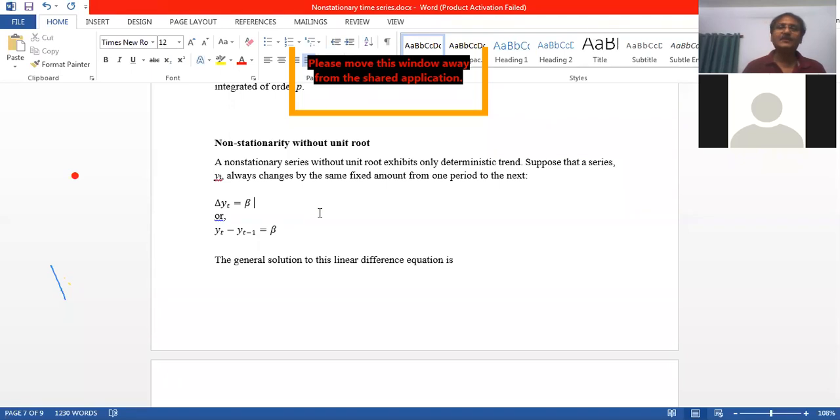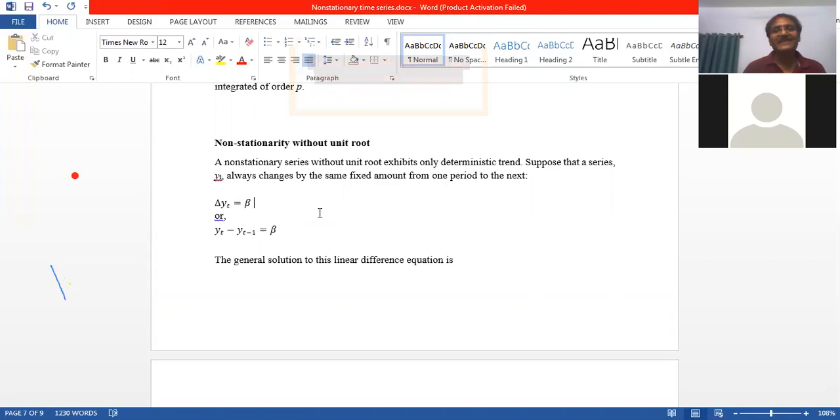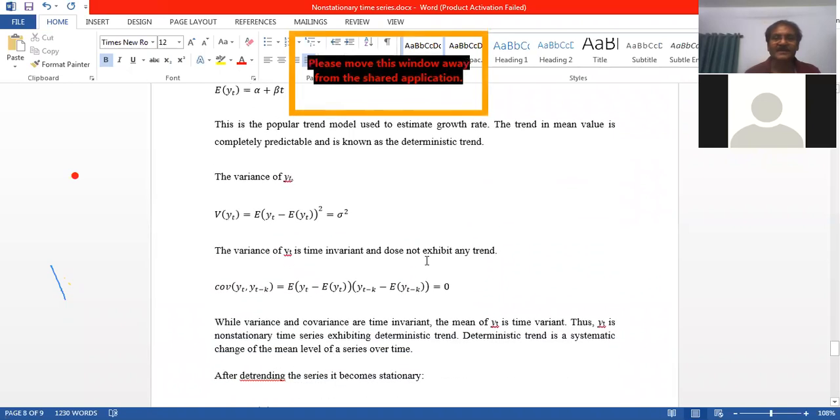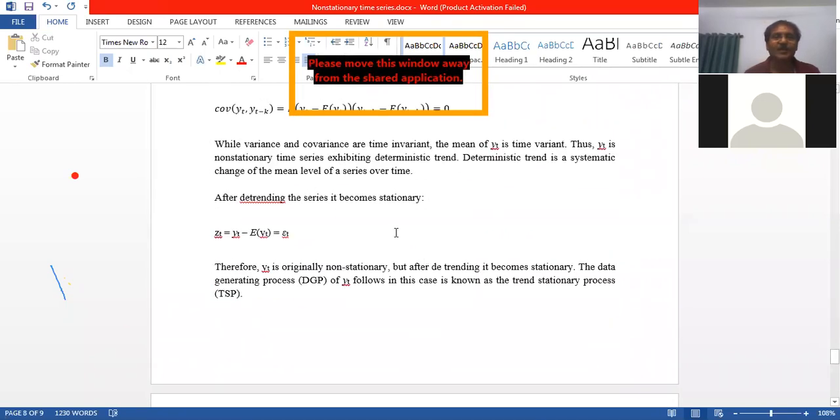If non-stationarity without unit root, we need to detrend to make it stationary. So in our second case, that is non-stationary without unit root, we can construct a stationary series just by detrending it. That's why this kind of behavior of the series is called TSP, that is trend stationary process. Trend stationary process means the series is originally non-stationary, but it becomes stationary just after detrending it, not taking a difference.